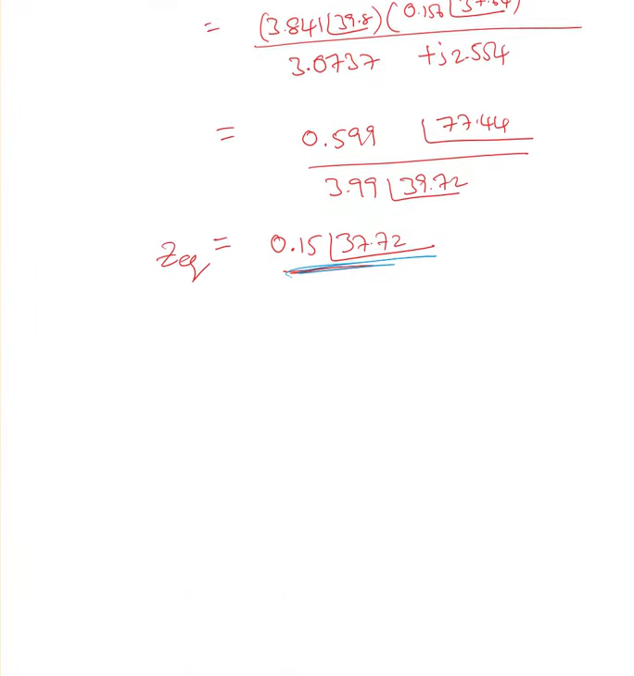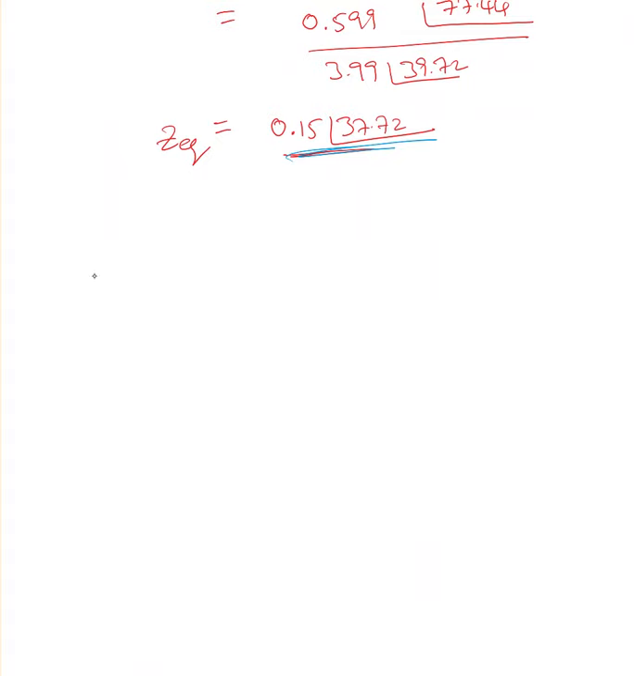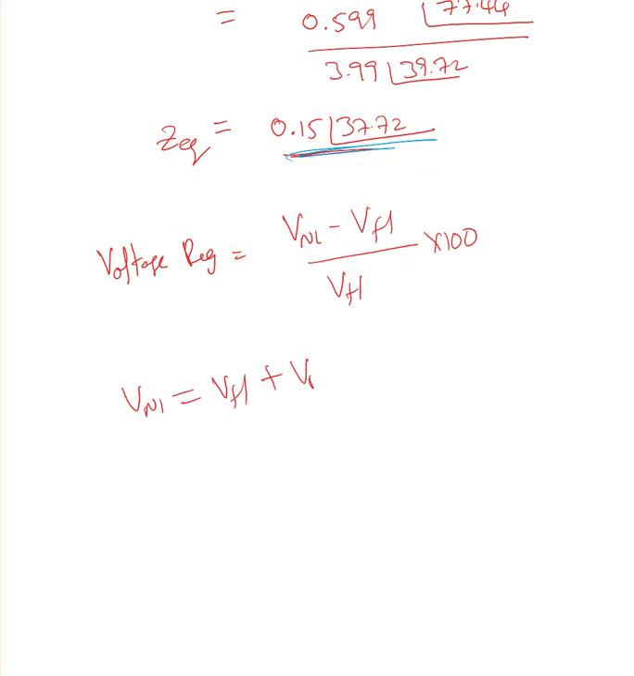So, percentage regulation. First let me write down the percentage regulation. Voltage regulation is always a percentage: V no load minus V full load over V full load times 100. What is V no load? V no load equals V full load plus V drop, the voltage drop across the internal impedance. I have V full load as 120 at an angle of 0, and I have V drop as 10.25 at an angle of 9.77.